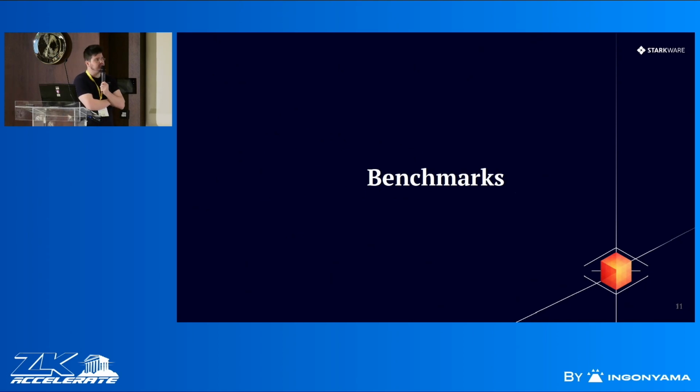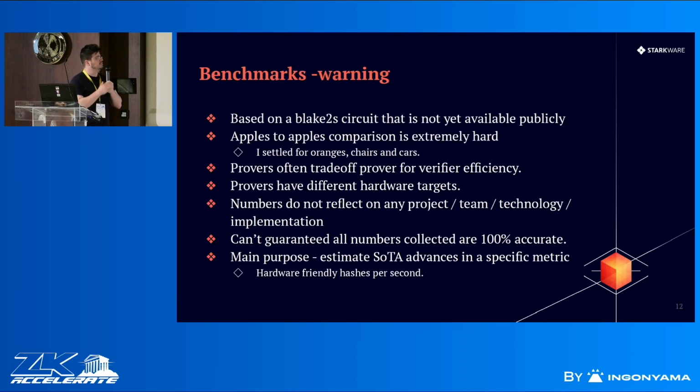All right, so these are what we did to make STWO faster. I want to talk about the benchmarks and some comparison. Now, okay, so this is a warning slide. A lot of warnings, mainly because an apples-to-apples comparison between provers is not really possible, very hard. It's like comparing oranges and cherries instead of apples, but okay.